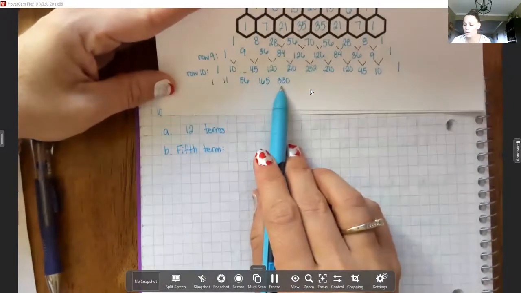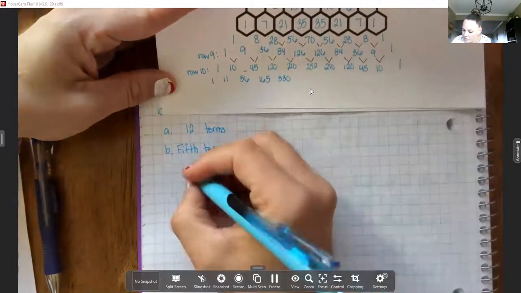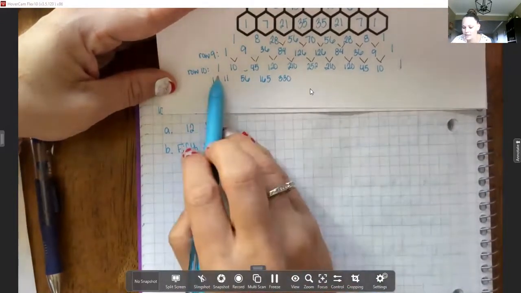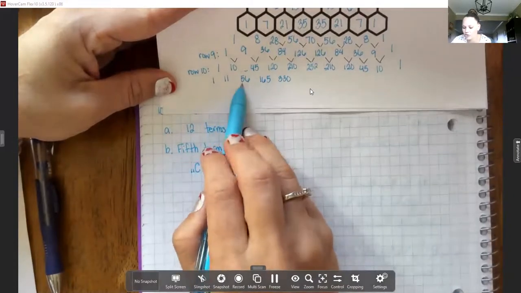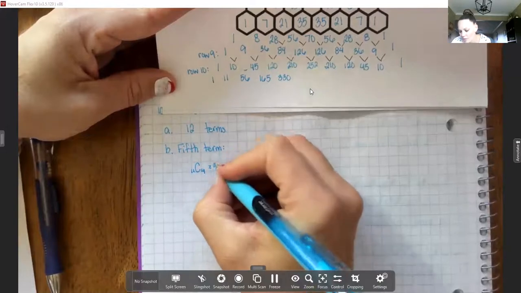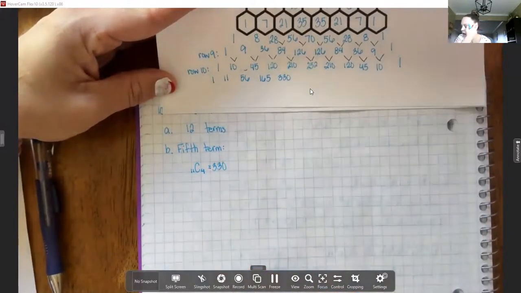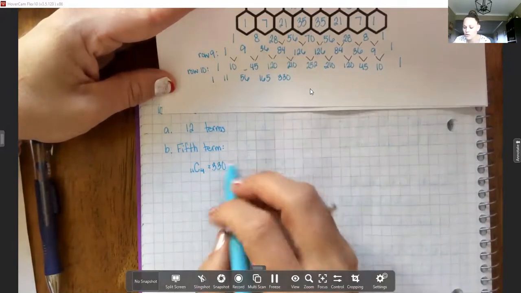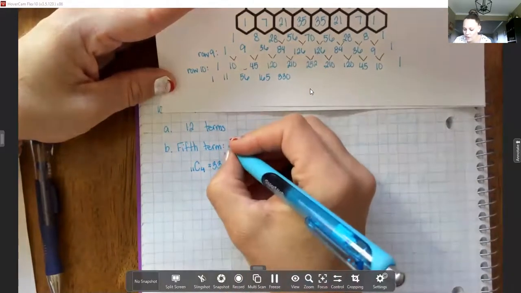So again, you could just count them, or you could use your combinations here. This would be 11, choose, and this is where it's tricky because this is choose 0, choose 1, choose 2, choose 3, choose 4. It would be 11 choose 4. You have to remember that choose 0, like I said, or you just count them. So the 5th term has a coefficient of 330.